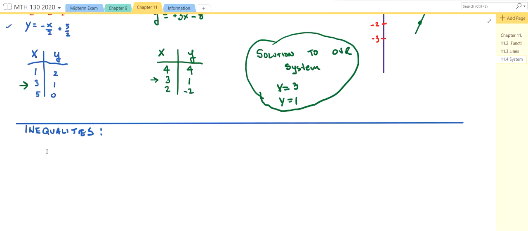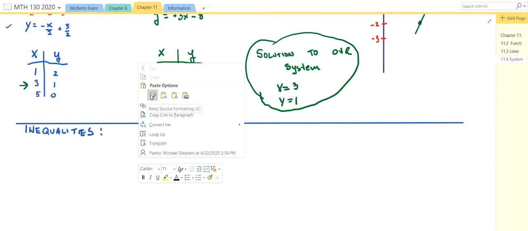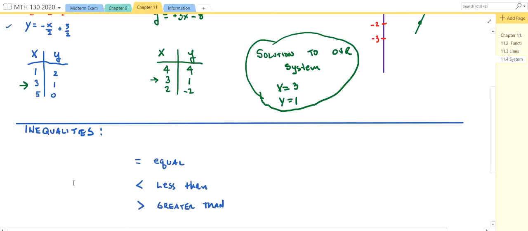Okay, let's talk about inequalities now. This is the second part of chapter section 11.4. So when we're discussing inequalities, we have a couple symbols that we commonly use. I'm going to paste these here.